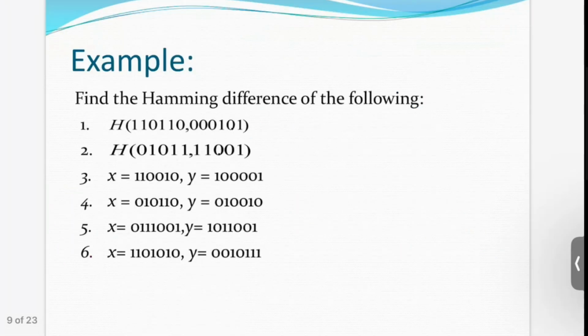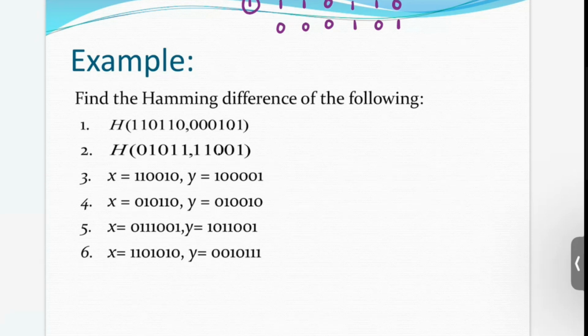Okay, let's try this example. Number 1: the first word will be 110, and the second code word will be 000101.